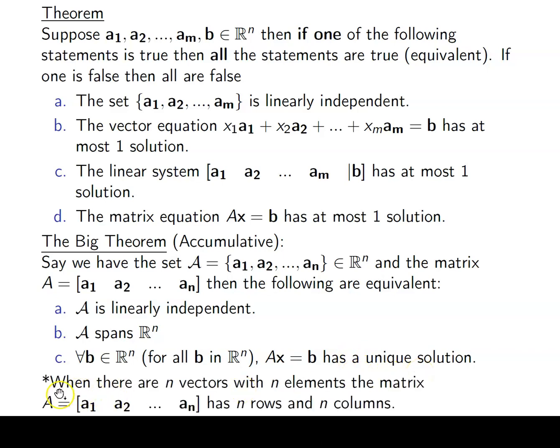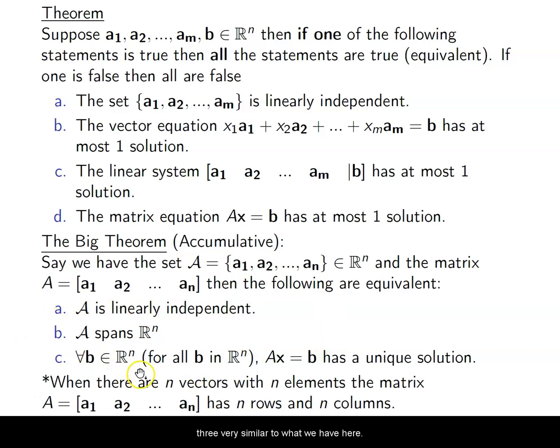Okay, so this is just saying that when we have n vectors with n elements, the augmented matrix is going to have n rows and n columns, and then you'll have your b column for the augmented side, the right hand side. Okay, that's our big theorem.